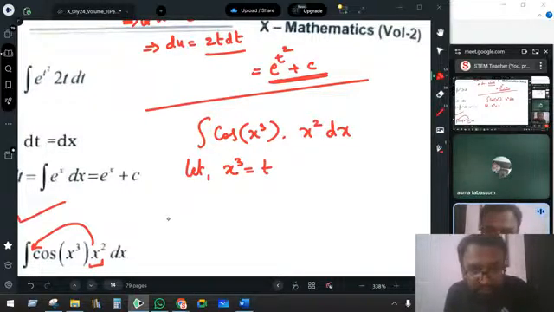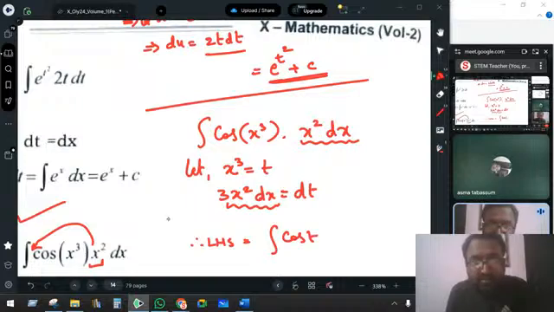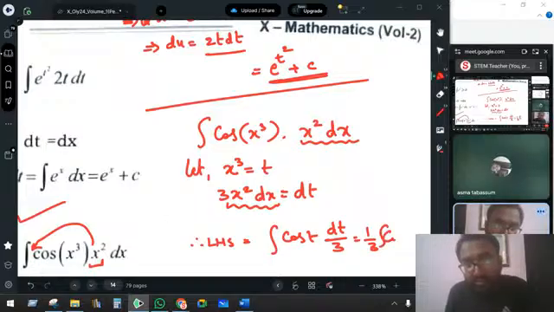While doing differentiation, it is 3x square into dx equals dt. And see here, the numbers are manageable. So the variables combination has to be matched accordingly. Therefore, LHS is the integration of cos t, and x square dx is nothing but dt by 3. So you can take out 1 by 3 into cos t into dt, which is 1 by 3 sin t plus c.